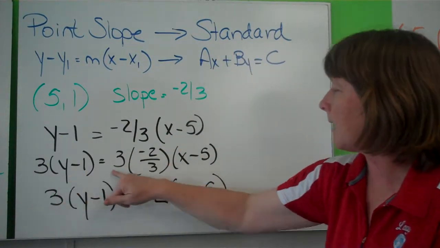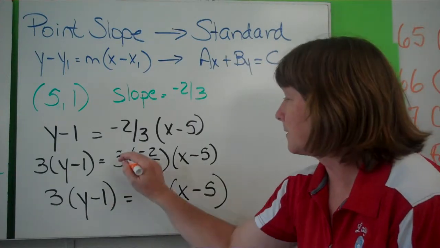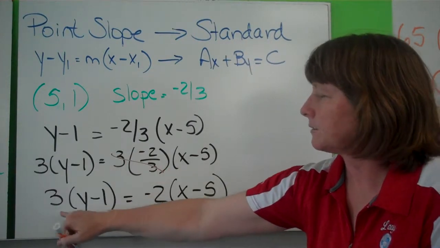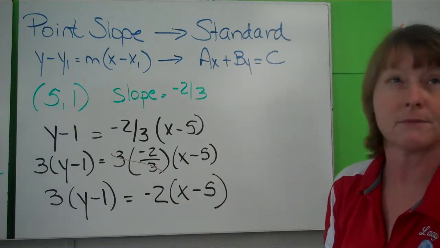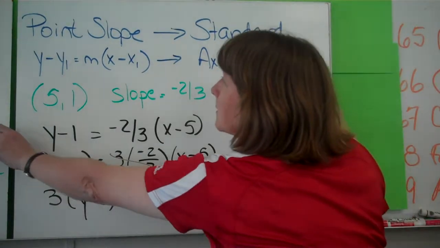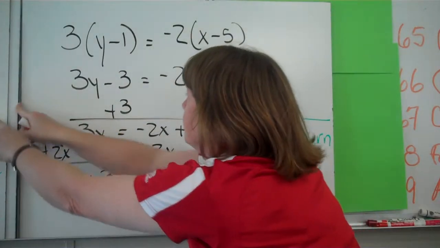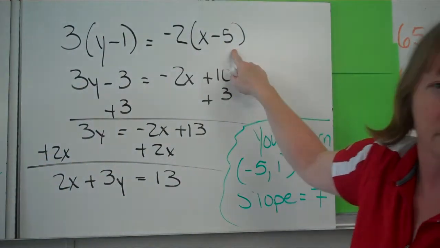We're going to multiply by 3 to get rid of the 3 here, and that leaves us with 3 times (y minus 1) equals negative 2 times (x minus 5). We're going to clean it up a little bit more. Okay, that's the equation we had on the previous slide.